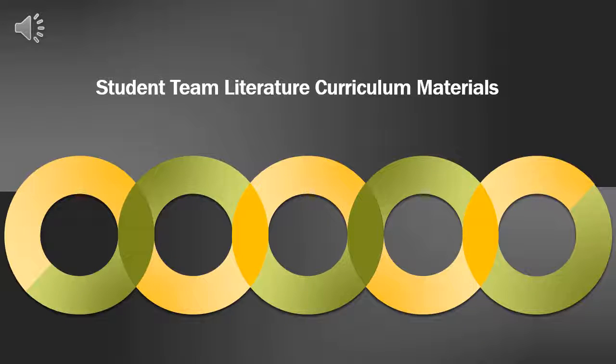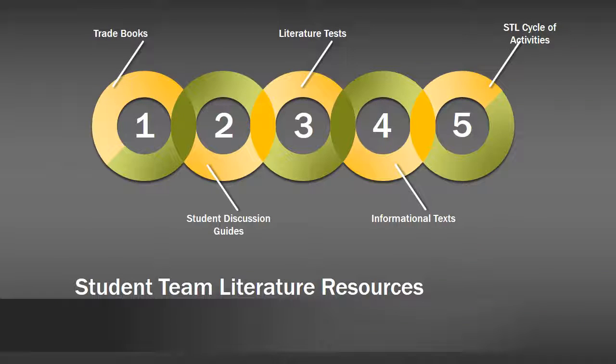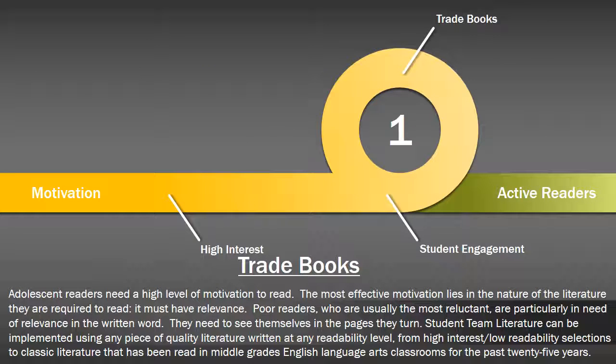This presentation will introduce you to the materials you will use while implementing Student Team Literature in your classroom. On the diagram, you will find the resources that are needed to properly implement Student Team Literature. These materials include trade books, student discussion guides, literature tests, informational text, and the Student Team Literature cycle of activities. Let's start by discussing the trade books.